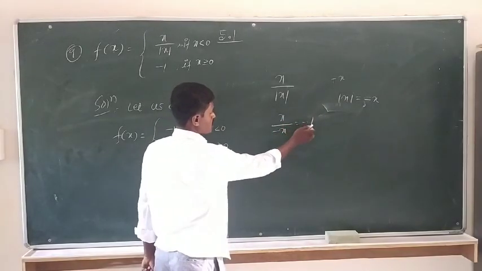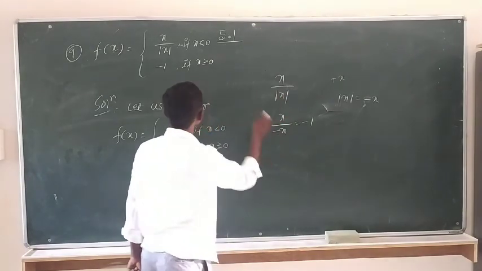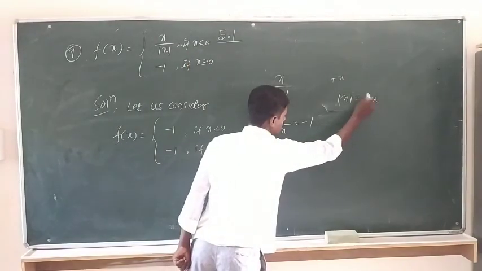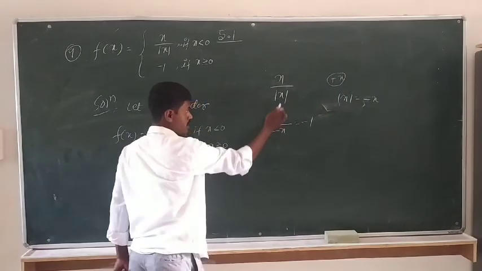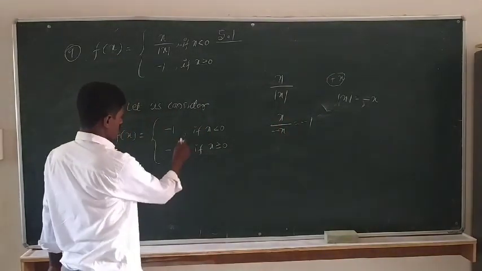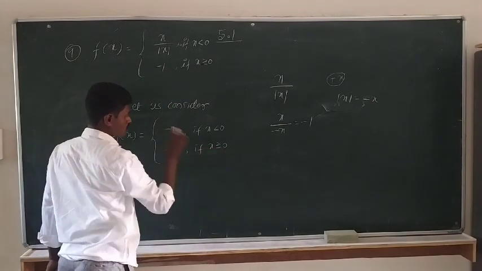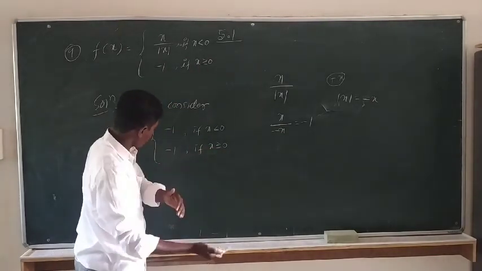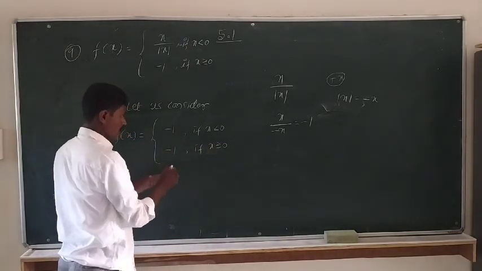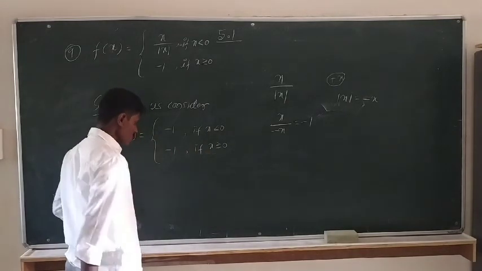X by minus x is equal to minus 1, because here the value of modulus x is taken as minus x, since x is less than 0, we consider the negative value of x but not positive. Hence, the modulus of x is minus x, the x gets cancelled, that is minus 1. Here x is less than 0, and minus 1 is already given when x is greater than or equal to 0. In both the cases, in left and right of 0, the function is minus 1. Hence, it is a continuous function.